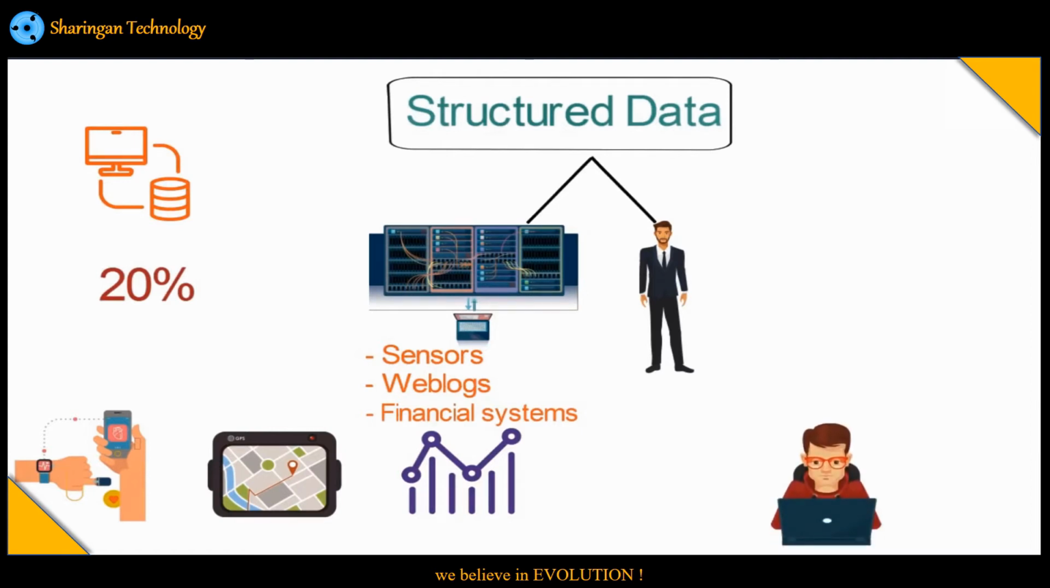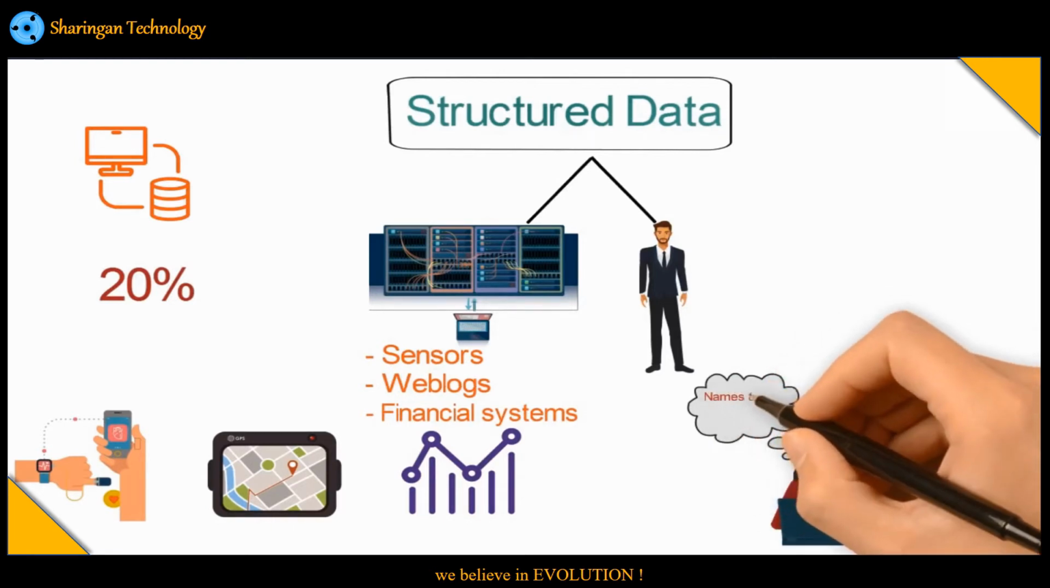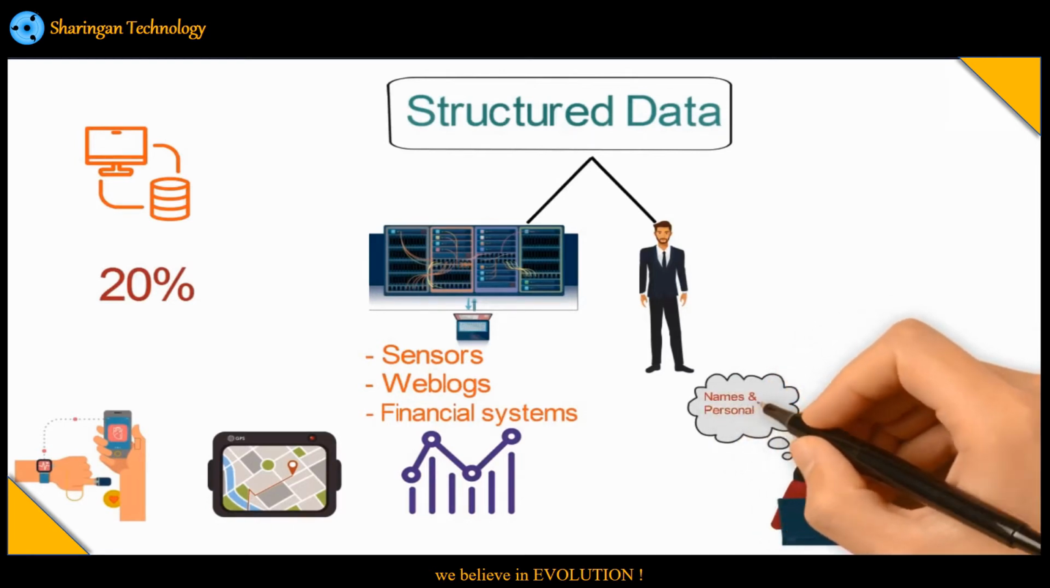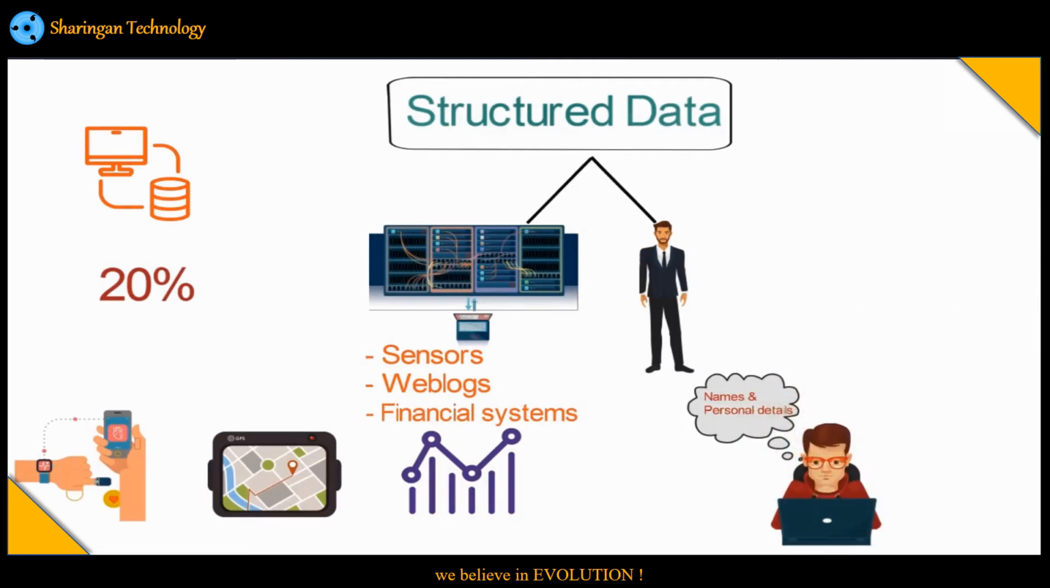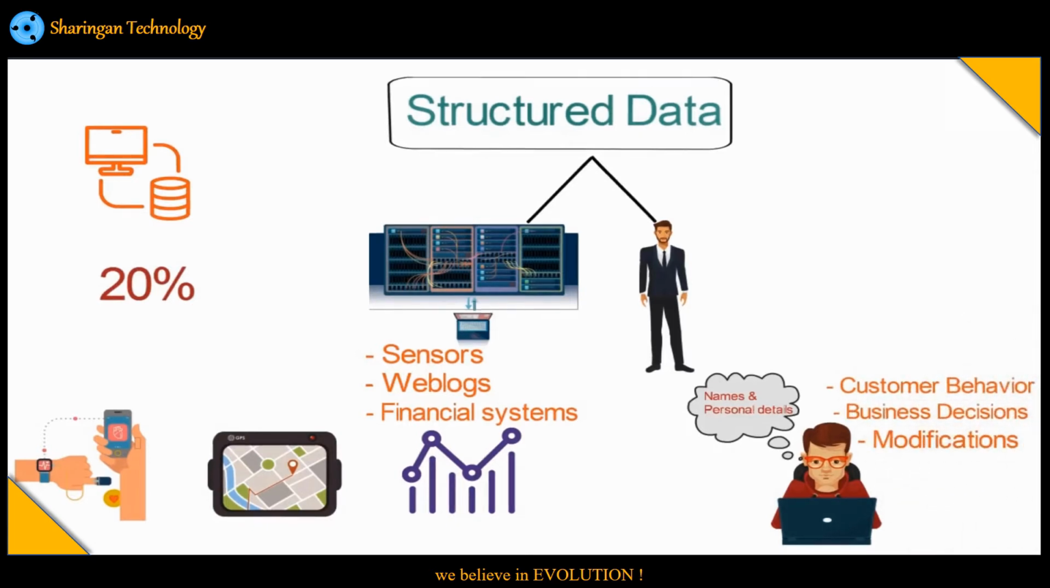Human-generated structured data mainly includes all the data that humans input into computers, such as names and other personal details. When a person clicks a link on the internet or even makes a move in a game, data is created. This can be used by companies to figure out their customers' behavior and make the appropriate business decisions and modifications.